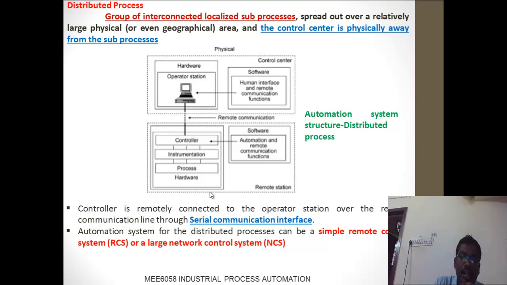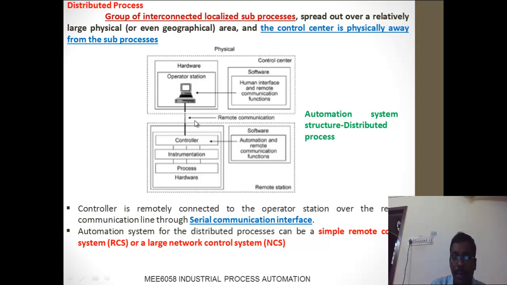Okay. So the control center, what we are saying is that it consists of hardware and software, that is, the operator system or human interface subsystem. It's located in a common place. From that common place, we can monitor the different localized sub-processes in different geographical areas. Okay. So how is the data transferred from the instrumentation system and control subsystem to the operator subsystem? Through remote communication.